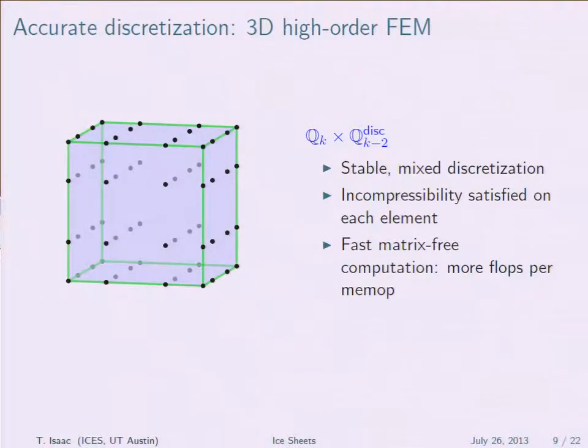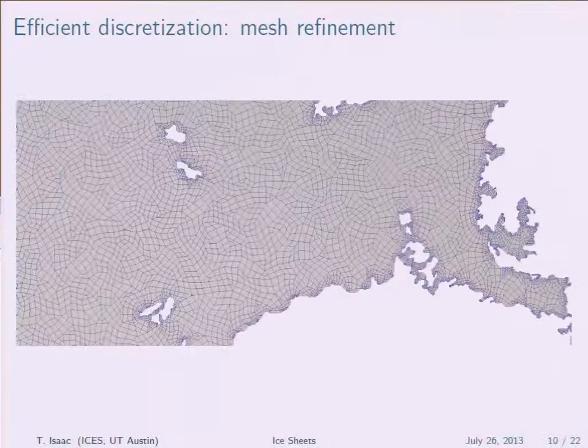Okay, so how are we going to discretize this in the first place? Well, I said we want to do things accurately, so we're going to use higher order finite element method approaches. Here we have a stable pairing that satisfies the incompressibility condition on each element. And important for computer architecture, as you go to higher order elements, you get more floating point operations per memory operation. So this is the way that computation really should be heading with the way that architecture is changing.